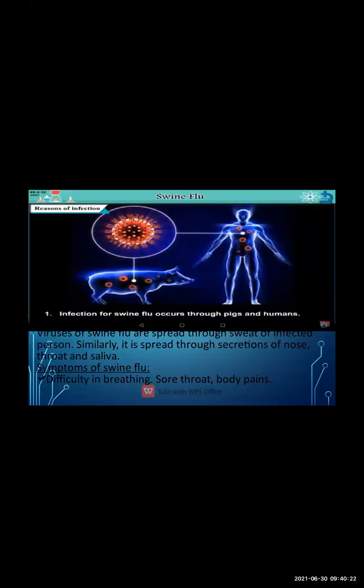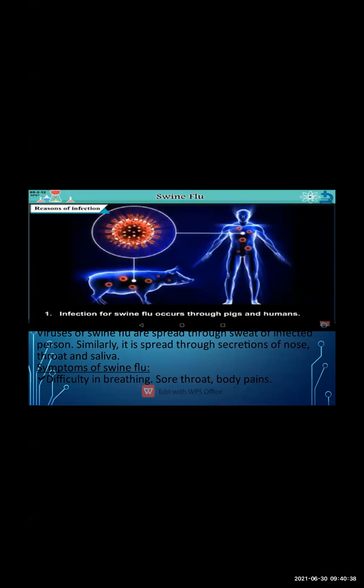Okay, the person who comes in contact with the pig can have this type of disease. Now, the virus of the swine flu is spread through the sweat of the infected person. So even through the sweat of the infected person, this disease can be spread. Okay, and what are the symptoms?